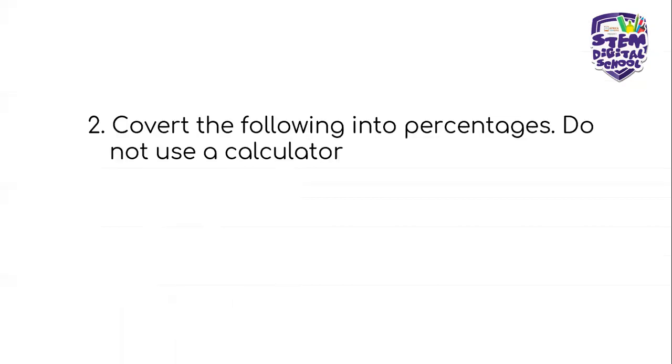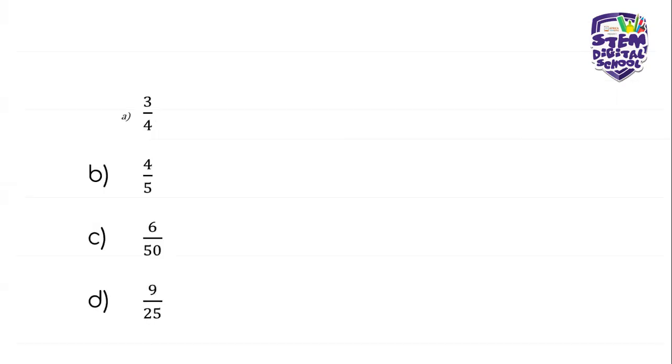Right, let's proceed now. I want you to now convert the following fractions into percentage without using a calculator. So if you have a calculator, please put it aside. We are not going to need it now. We will be using our brains just to figure out and multiply without the help of a calculator. Fine. Let's start with A.